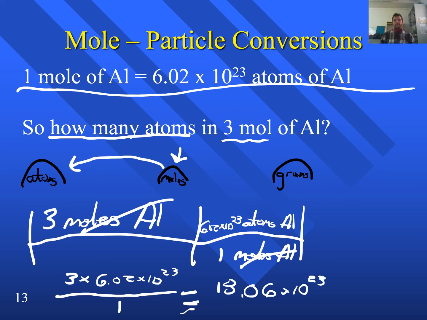Remember, proper scientific notation only has 1 number in front of the decimal place. So what we're going to do is shift this decimal over 1, and we're going to increase this by 1. So your correct answer should be 1.8 times 10 to the 24th.